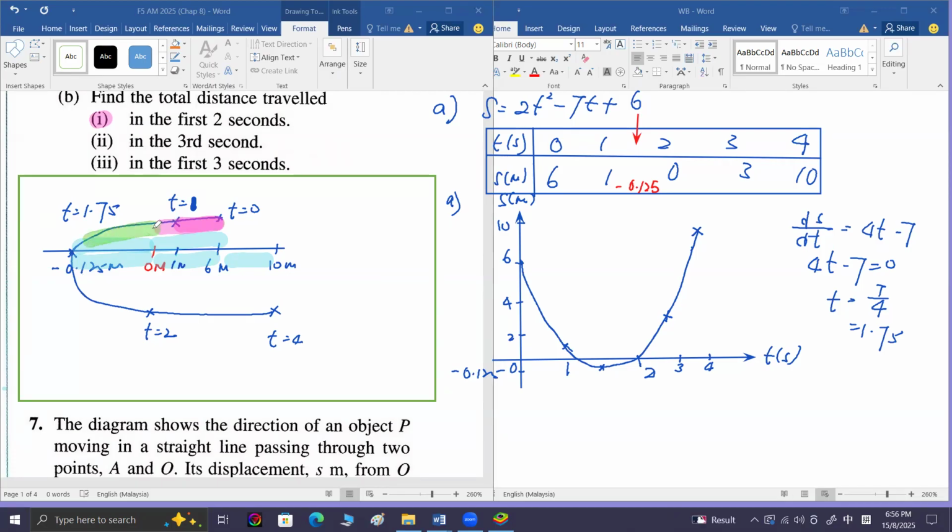Here to here, 0.125. Here to here also 0.125. Now this is how I get the first 2 seconds. 6 plus 0.125 times 2. Okay? Now, so you get 6.25 meter.